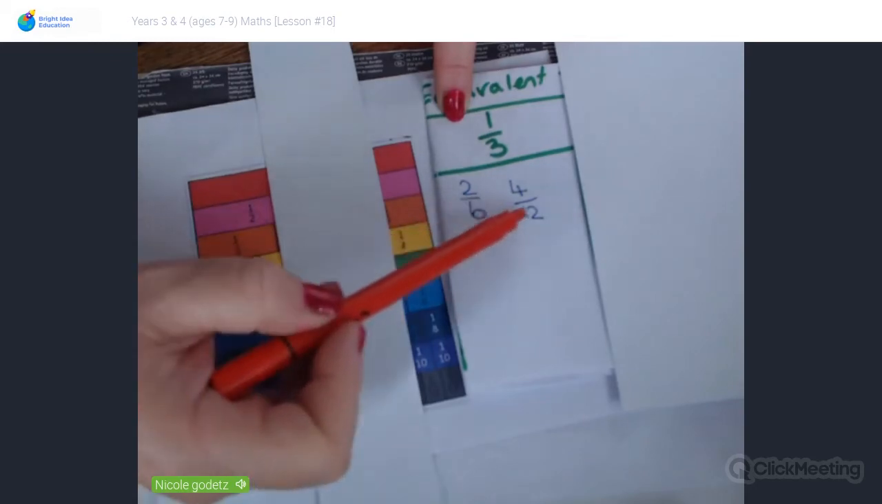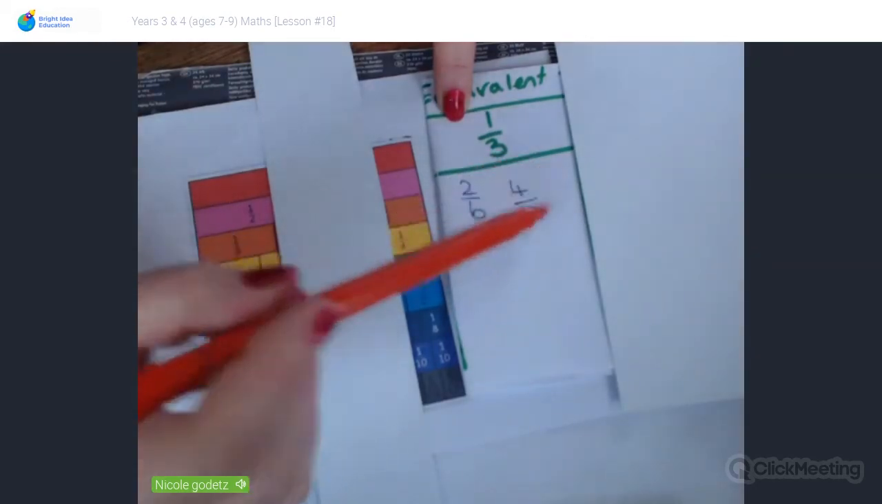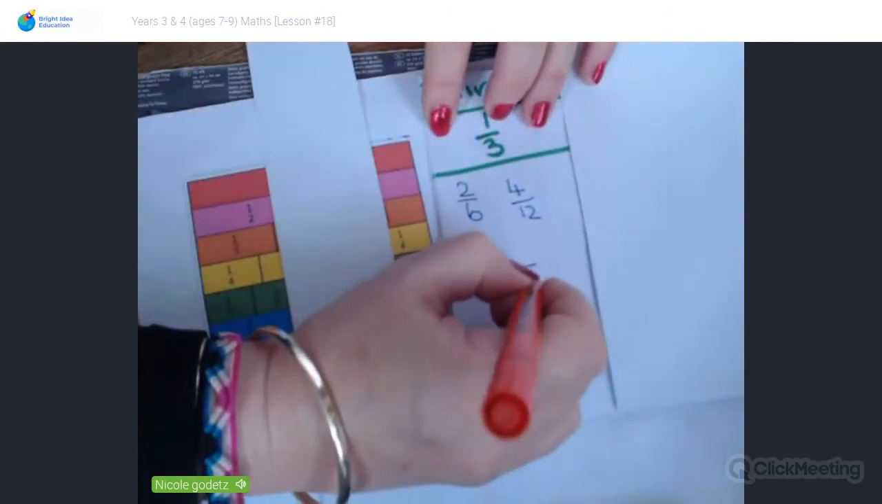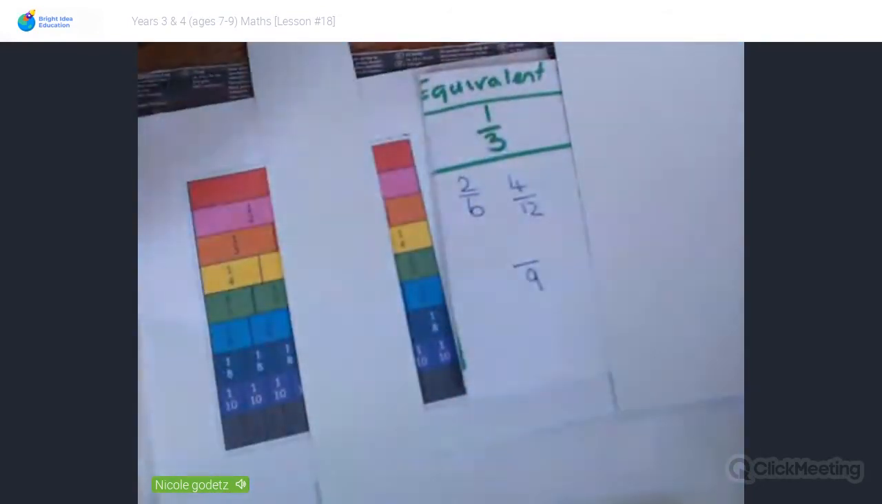3 2s are 6. 3 4s are 12. Okay, let's think about our 3 times table. So how many ninths are equivalent to 1/3?